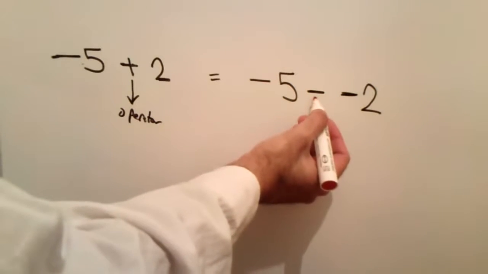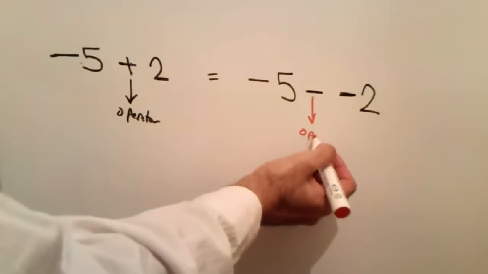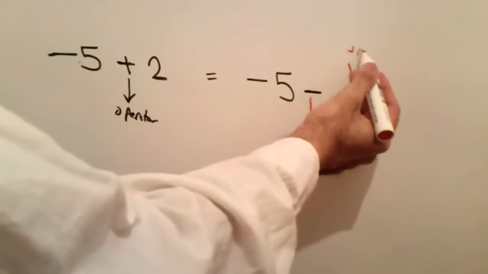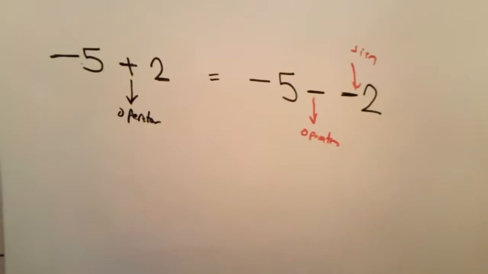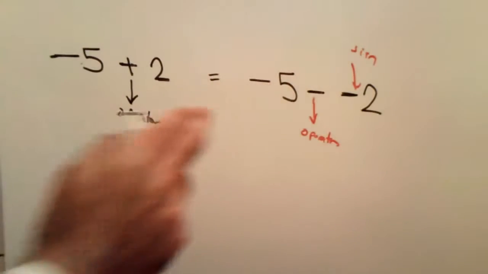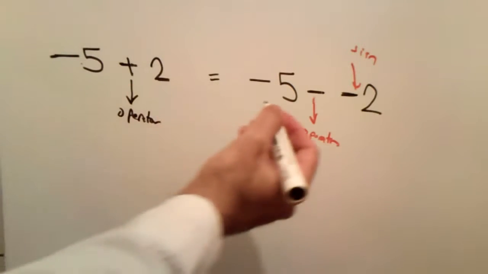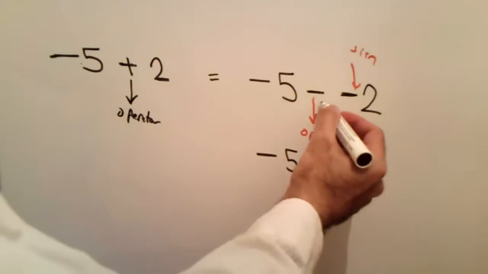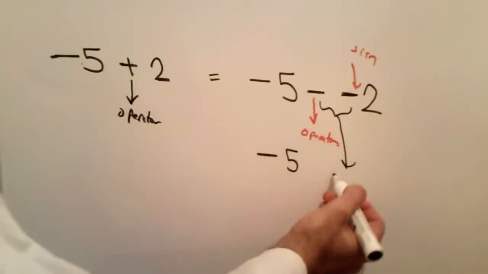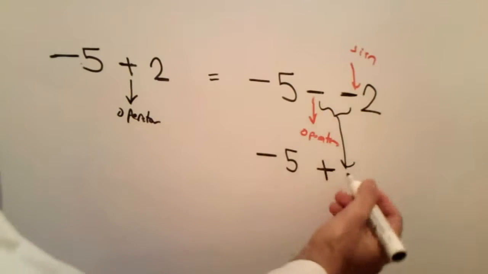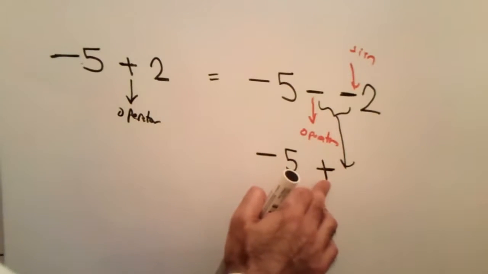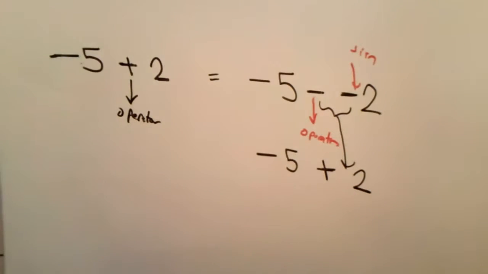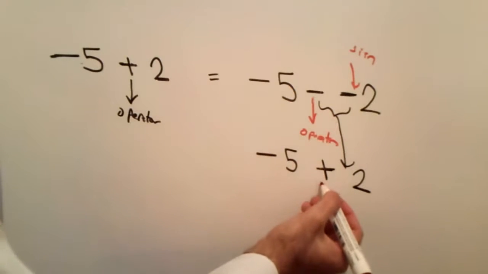And remember what happens? You've got the takeaway or subtract operator here and the sign, and when they touch, a negative and a negative. Now this time the signs are the same, so what happens? It becomes a positive. So it's negative 5, that turns into a positive, so that becomes a plus. So it becomes an add. So negative 5 plus 2, and that's the operator.